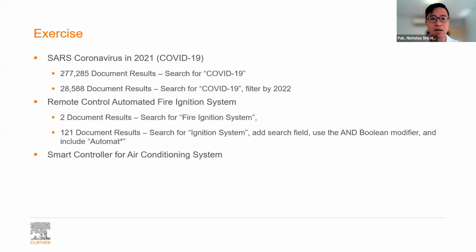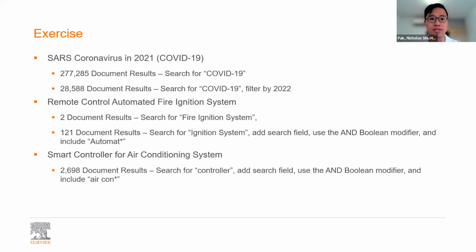28,588. If I'm looking for, say, a "fire ignition system" in inverted commas, and that's too specific because I'm only getting 2 document results, I can use the ignitions search field, I can use the word automatic in asterisks, and I get about 121 document results.